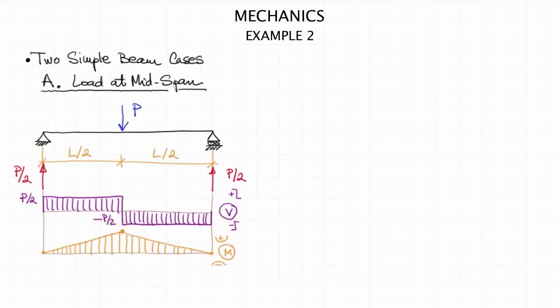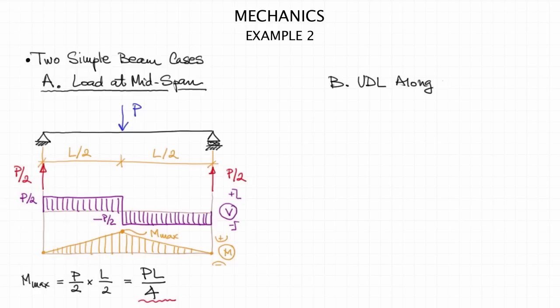In order to determine the maximum value, we can use the property that the change in moment from the left end to the force equals the area under the shear force diagram, and hence from here the maximum moment will result as equal to P times L, the span of the beam, divided by 4. Very simple relationship. The second case that I would like to present to you is of a simply supported beam that has a uniformly distributed load all along the entire beam.